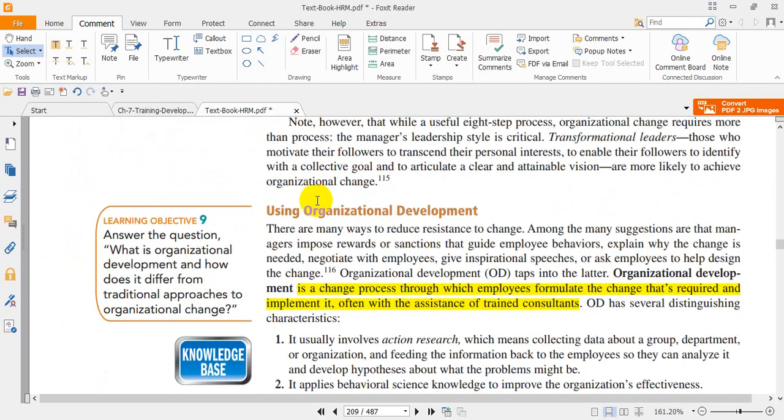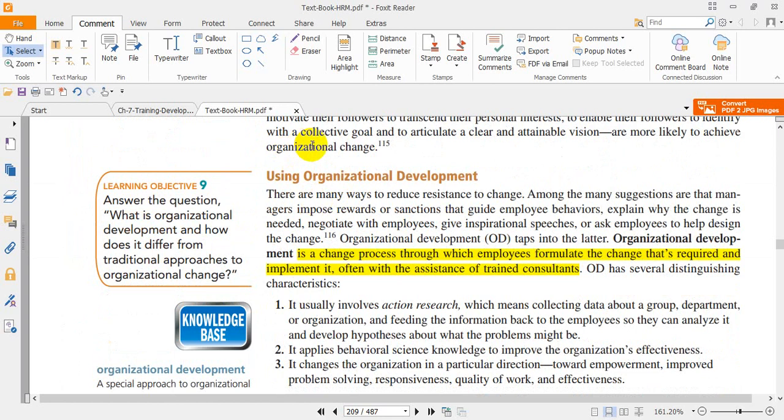Okay. Another method to deal with or implement organizational change is using organizational development. Organizational development is a change process through which employees formulate the change that's required and implement it, often with the assistance of trained consultants. Organizational development has several distinguishing characteristics.